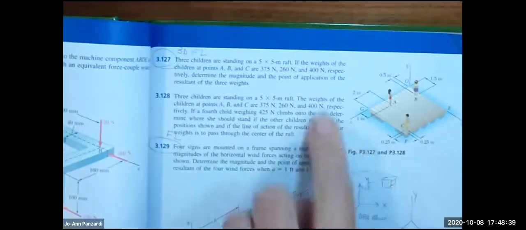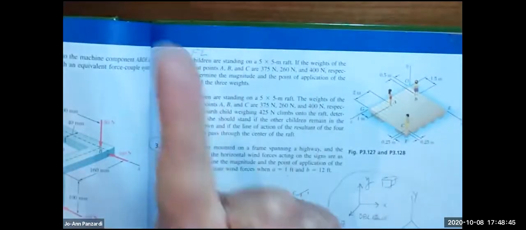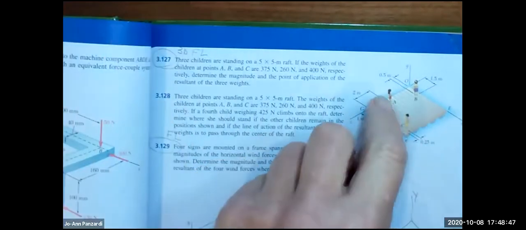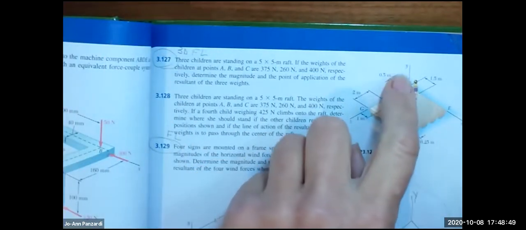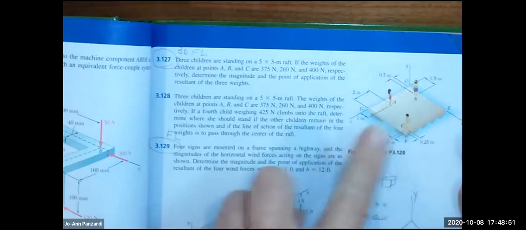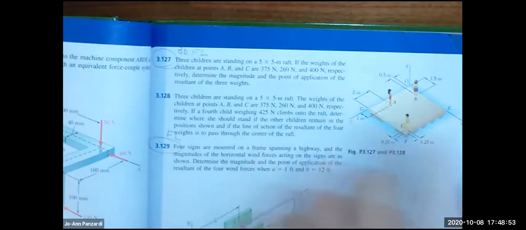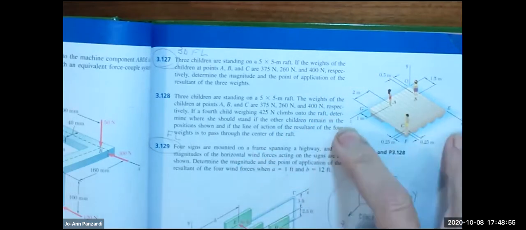So this is a force location problem. First thing, find the resultant force. Next thing, find the resultant moment. We know that these guys do not create a spin about the y-axis, but they do create a spin about the z and the x. So find the moments about x and z.